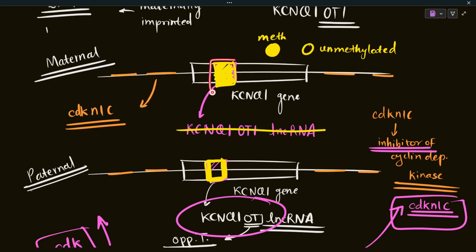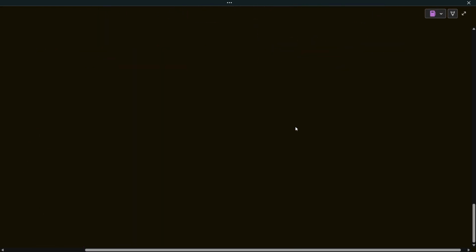What happens is that the DMR, meaning the long non-coding RNA, is methylated. So there will not be KCNQ1OT1, so there will be no long non-coding RNA. So the repression of CDKN1C will not be there. CDKN1C is the inhibitor of the cyclin-dependent kinase, which promotes growth. So cyclin-dependent kinase promotes growth, and the cyclin-dependent kinase inhibitor CDKN1C is going to suppress growth. So if there is no long non-coding RNA, there will be expression of CDKN1C, and that is why the growth will be suppressed. So let's summarize it here.